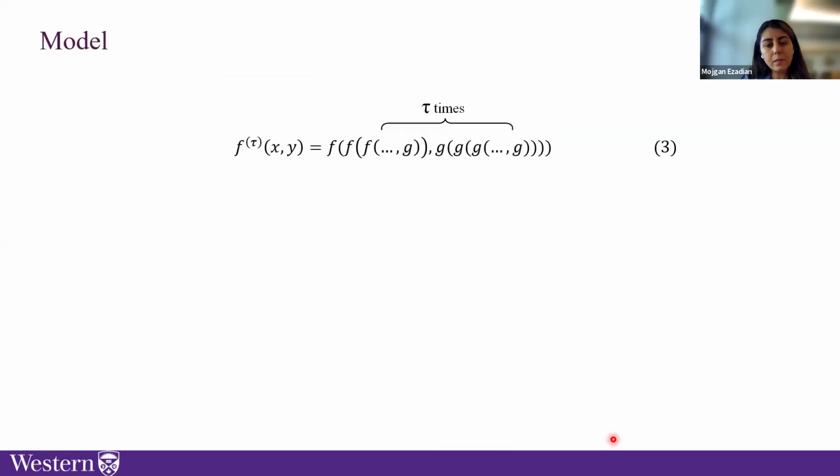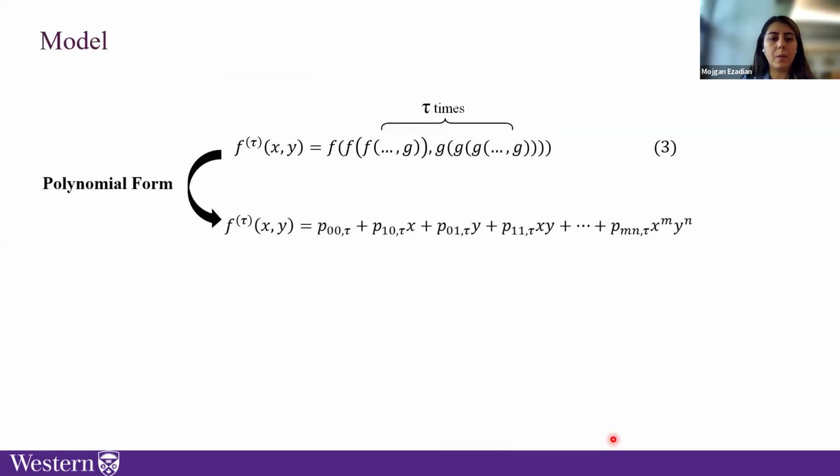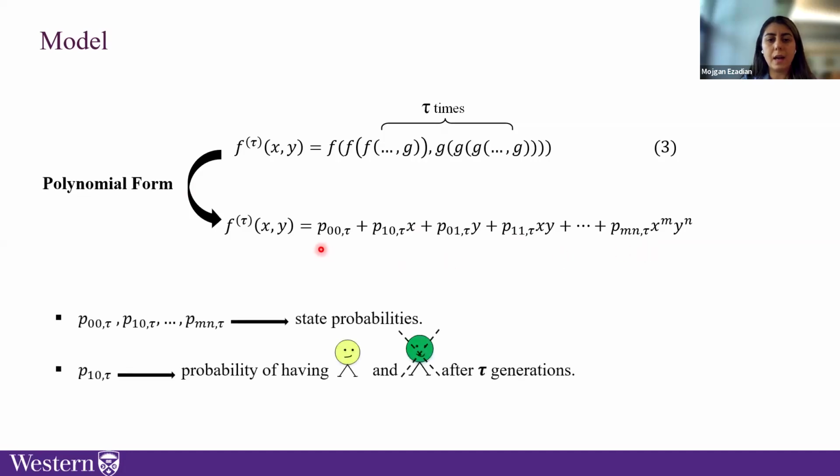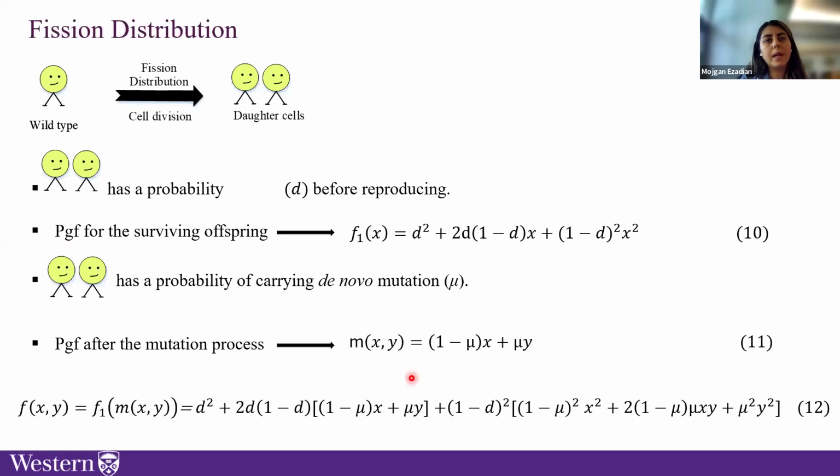So if I expand this expression into polynomial form, we will get this equation. And these coefficients are the state probabilities. For example, P(1, 0, tau) is the probability of having one wild type individual and 0 mutated individuals after tau generations.